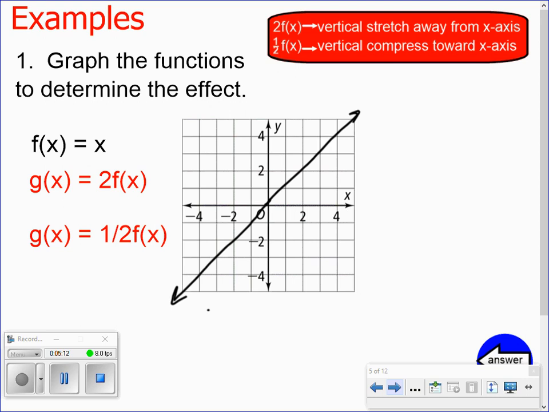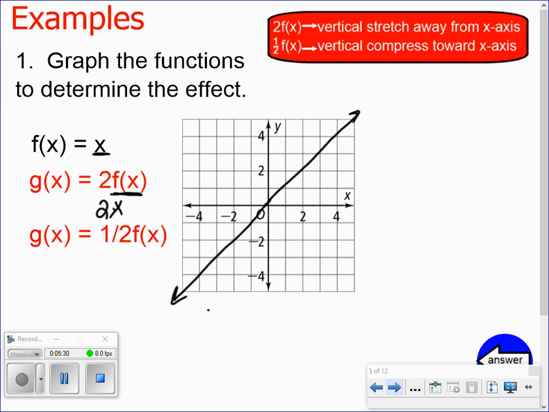So let's look at this first one. So we have f of 2x. What we're doing here, and this is really important for us, is taking all of f of x, so in this case f of x is x, and we're multiplying it by 2.